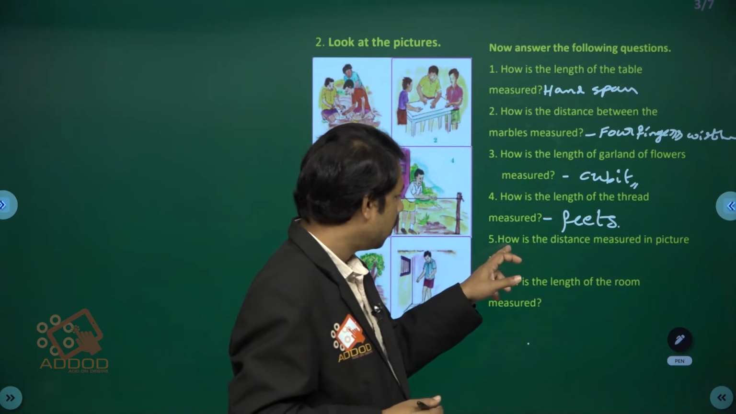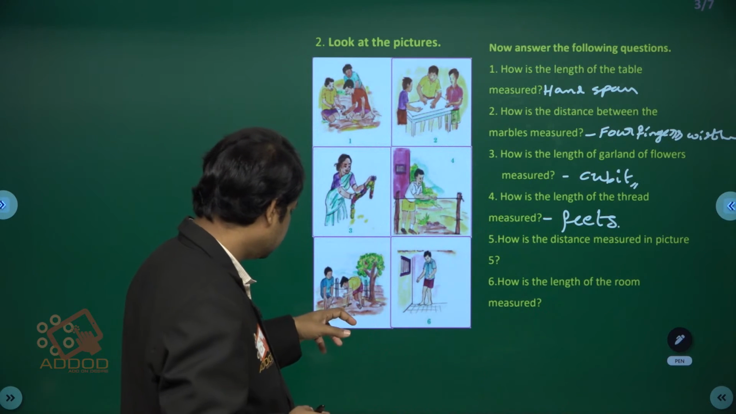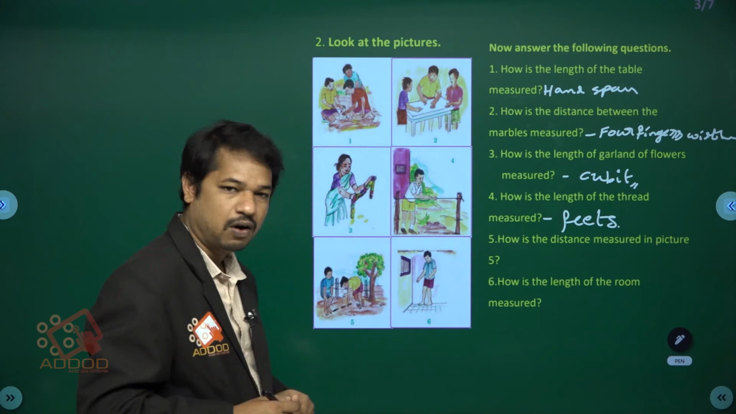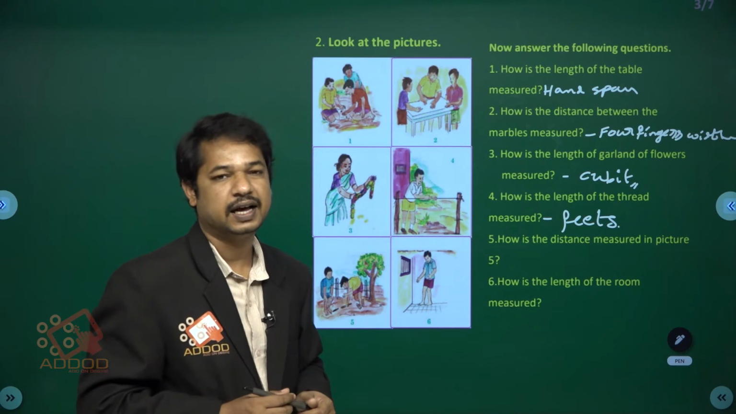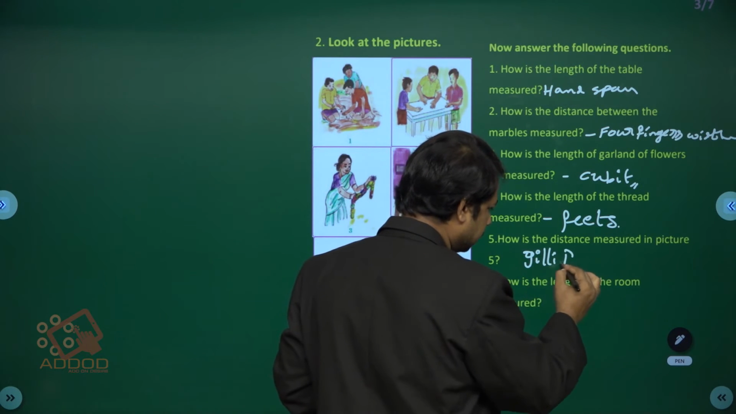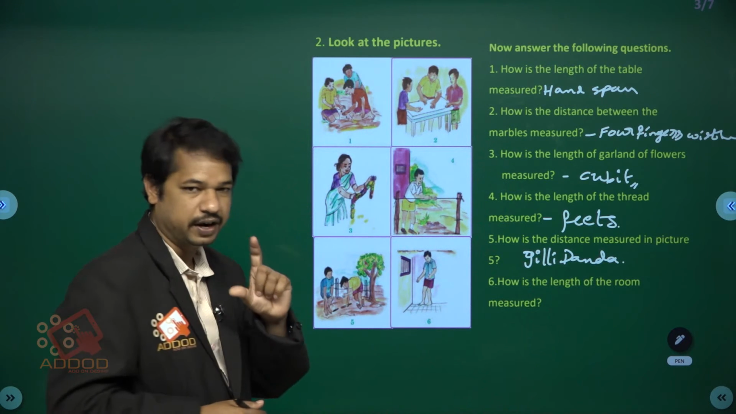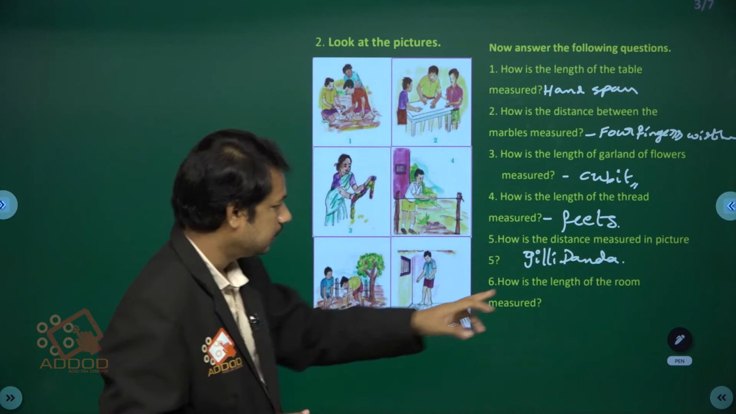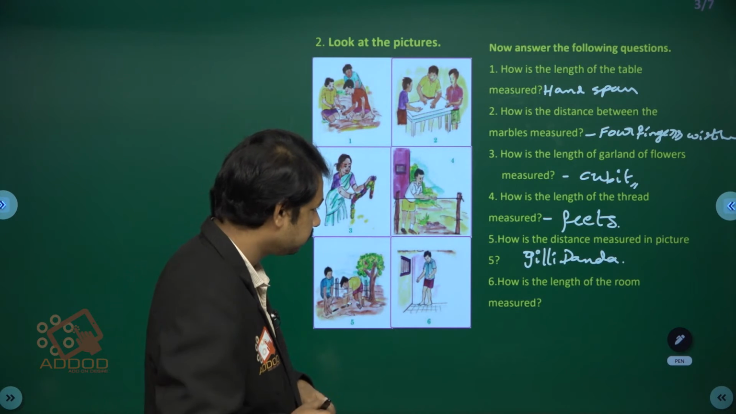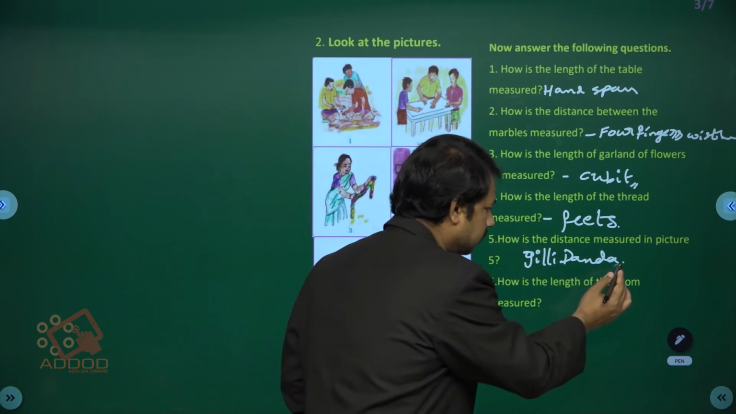Next, how is the distance measured in picture 5? See children, this game is called Gilli Danda. Gilli means small piece of wood. Danda means bigger piece of wood. How is the distance measured in picture 5? Okay, with danda.